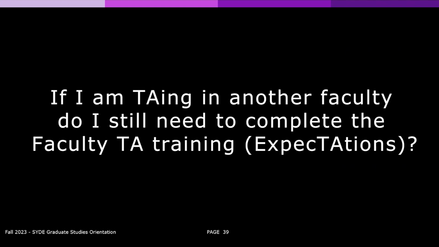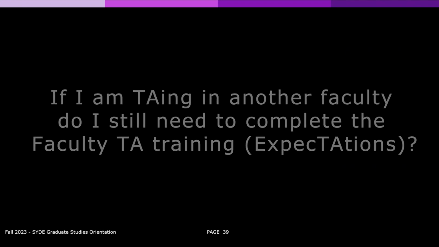No, so the Faculty of Engineering expectations is a Faculty of Engineering requirement. So if you're teaching for another faculty or another school, they might have a different requirement or no requirement. You should check with them. But typically, if they've already offered you a TA contract, that would have been outlined in your TA contract if it was a requirement.